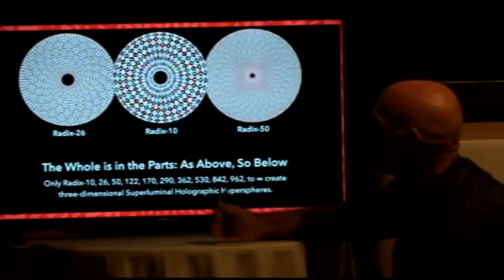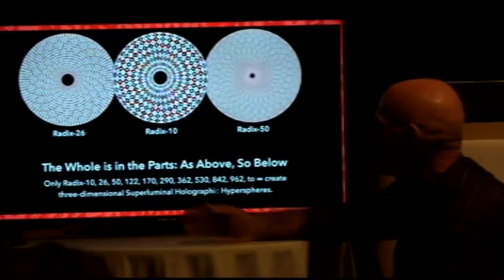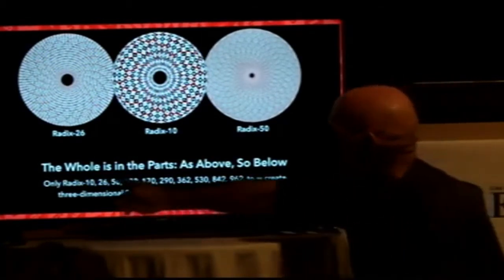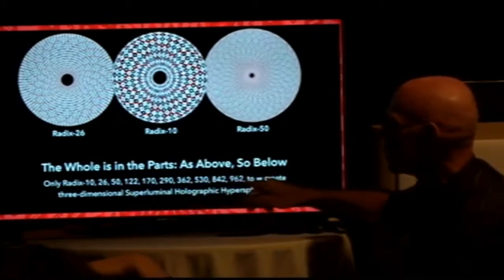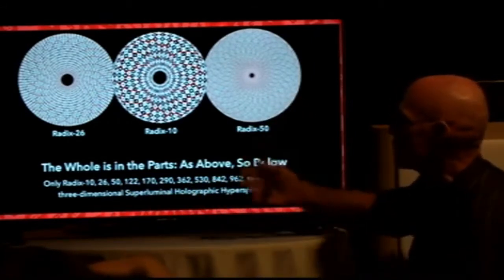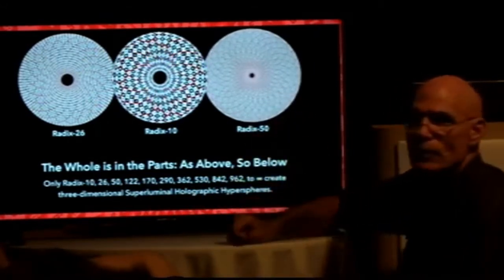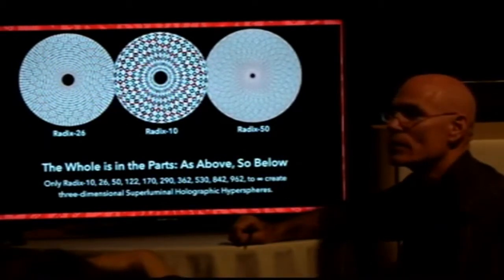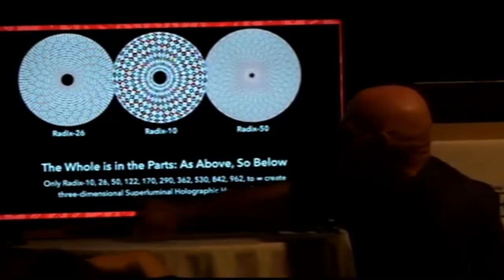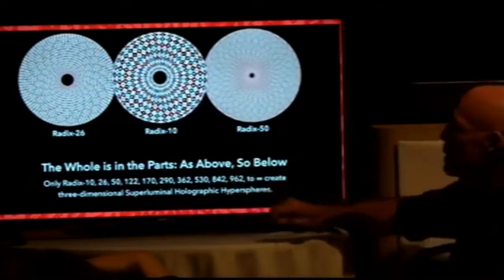The whole is in the parts, as above, so below. And that's showing all the prime radixes. So you can see, there's no base, it's not arbitrary. You can't have hexadecimal. Even the binary code doesn't work, believe it or not. That's why our computers are so primitive. Three-dimensional superluminal holographic hyperspheres. Next, please.